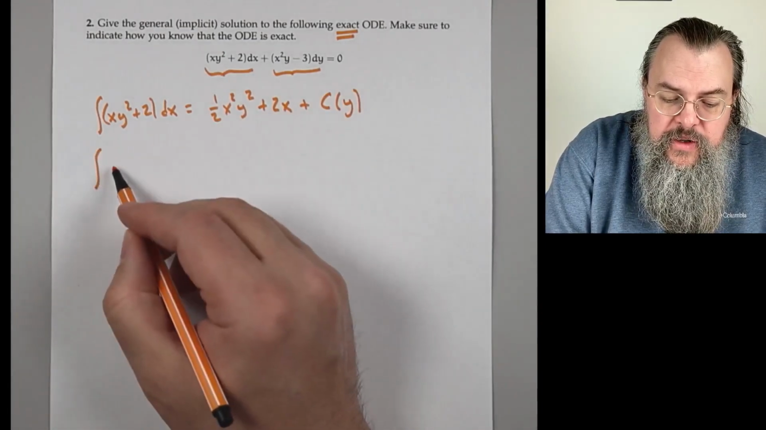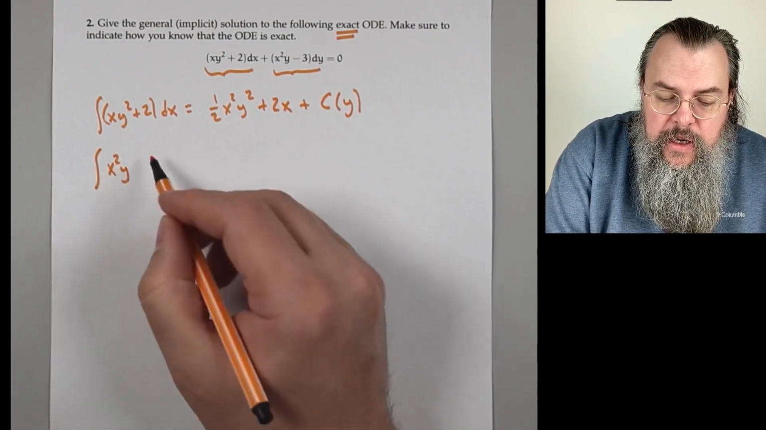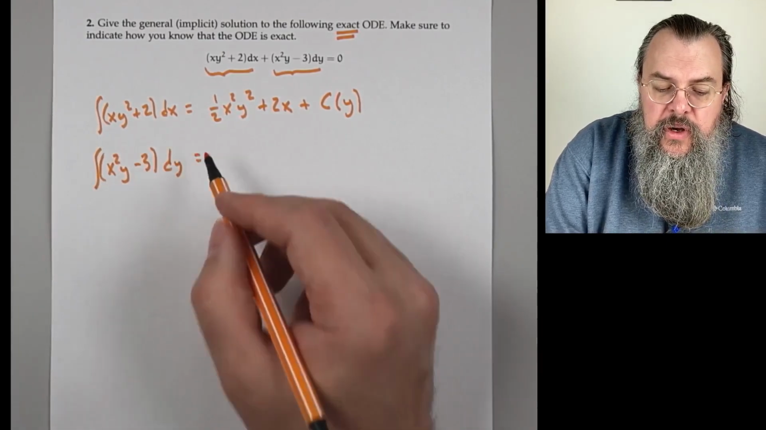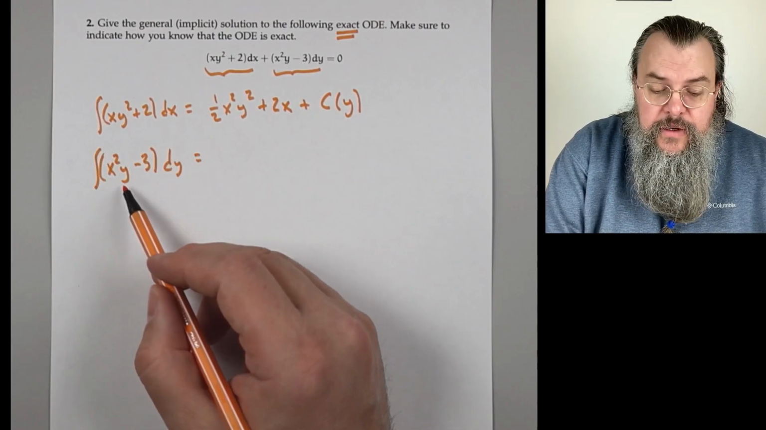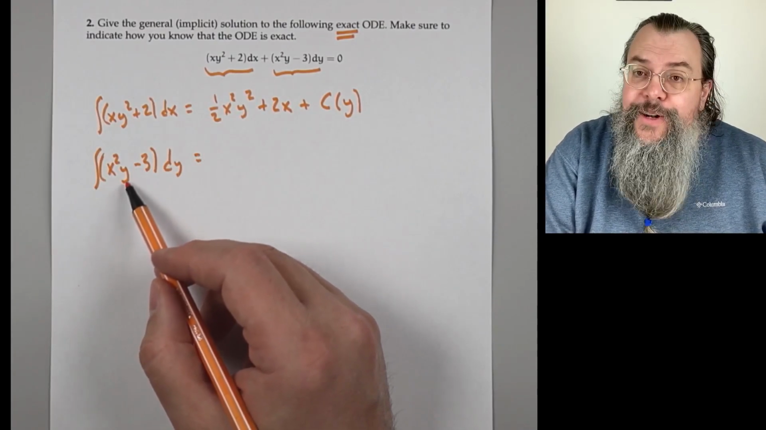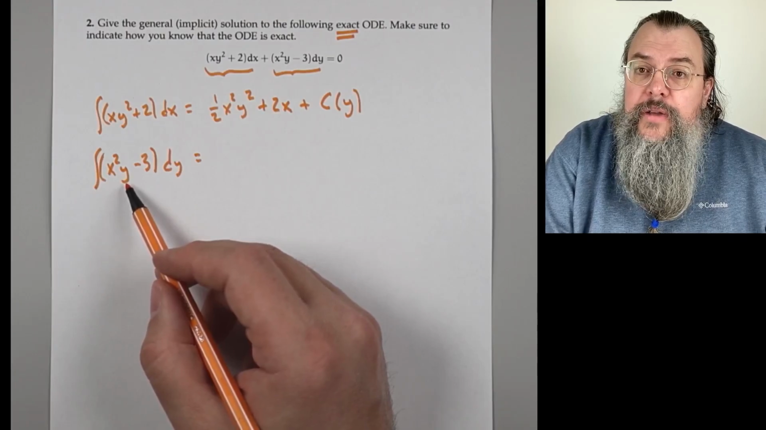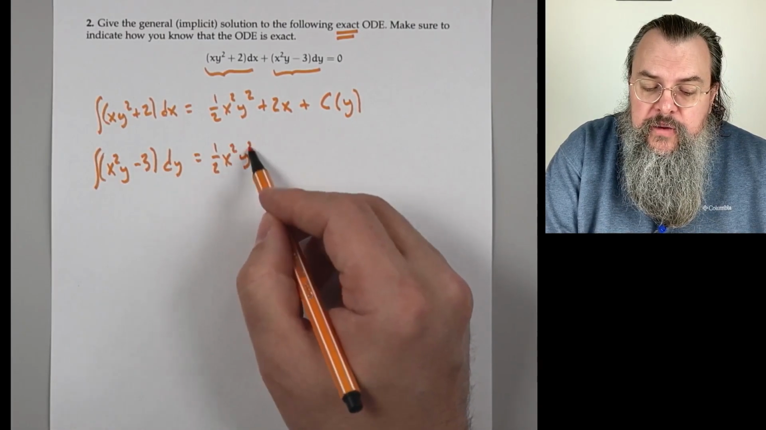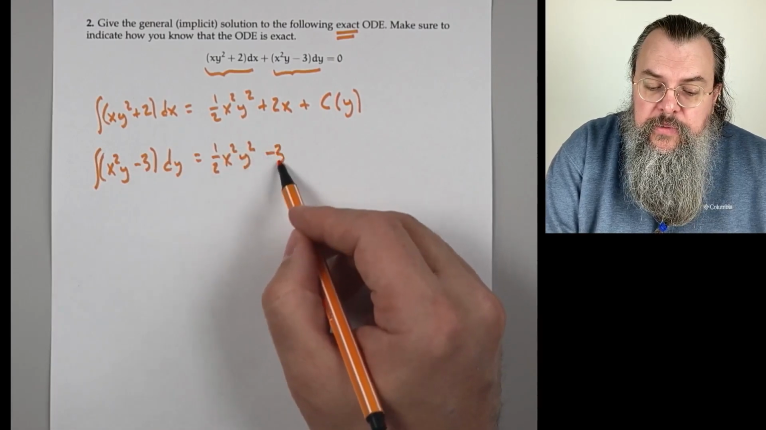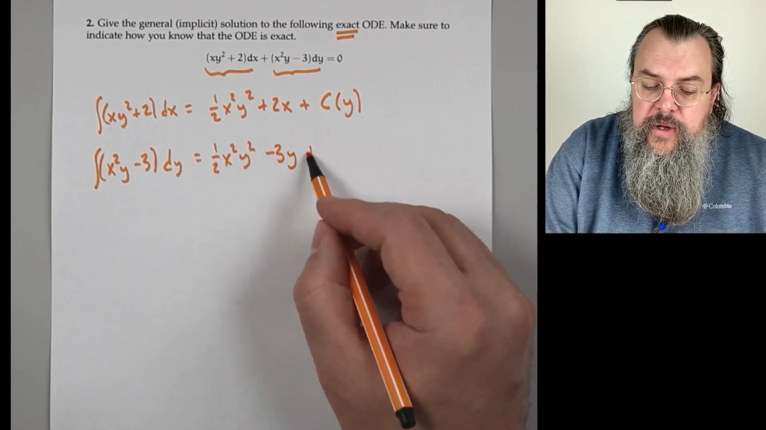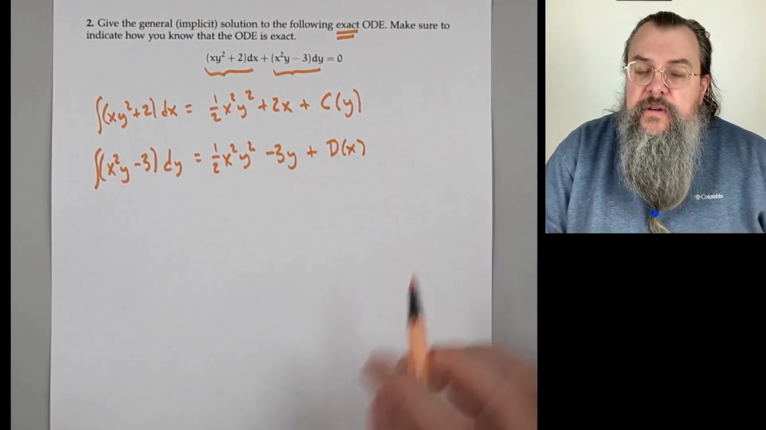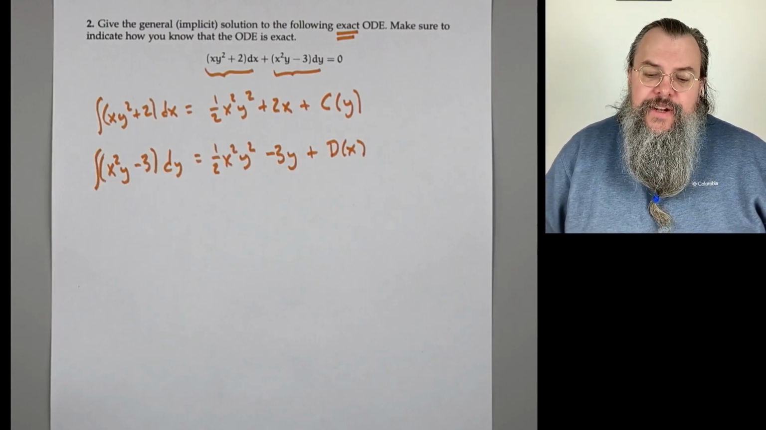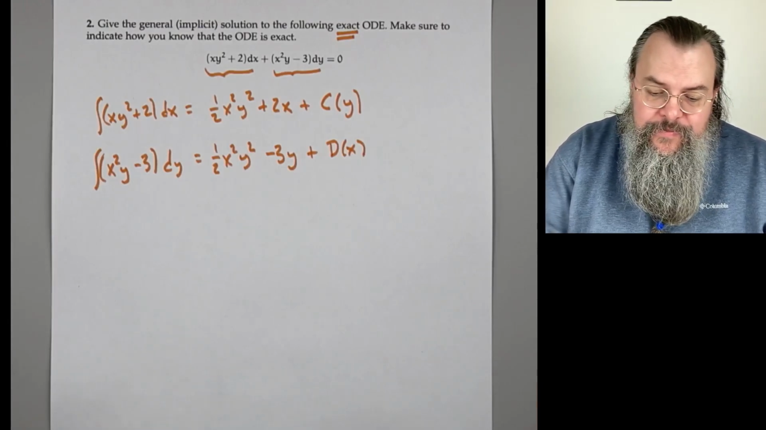So that would become the integral x squared y minus 3 dy. All right, now x is a constant. Y is what we're integrating with respect to. Integral of y is a 1/2 y squared. So we have a 1/2 x squared y squared minus 3y, and then again plus some unknown function of x.